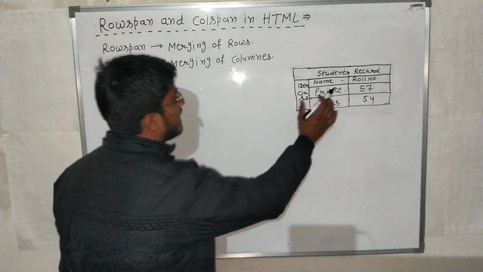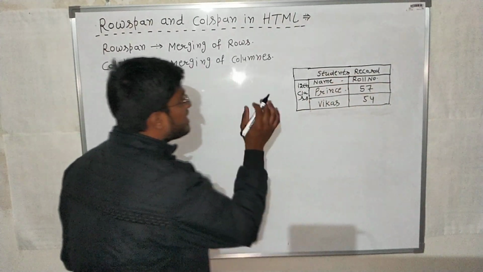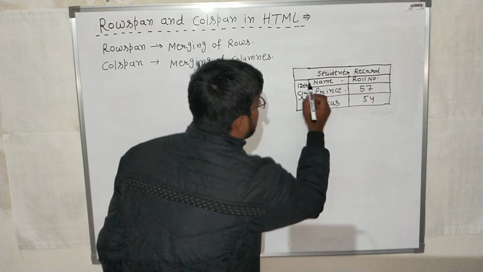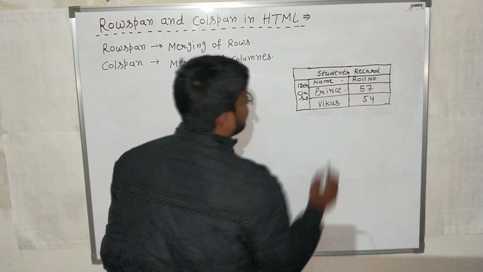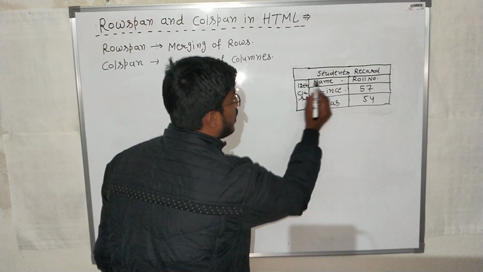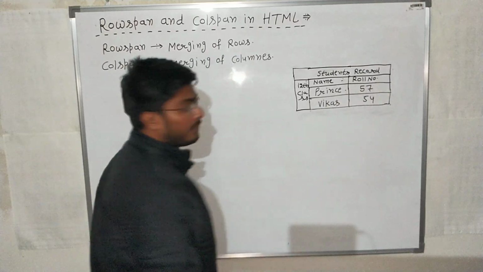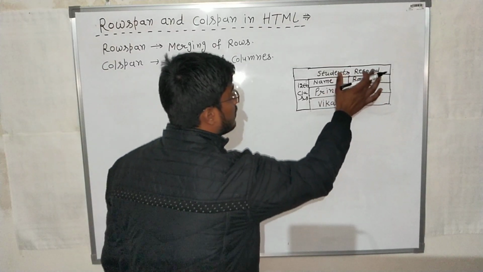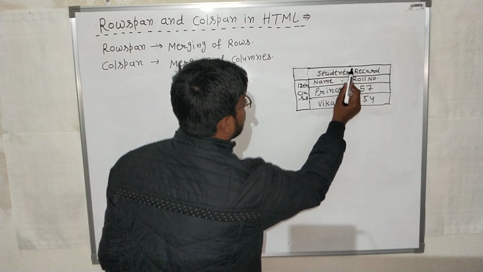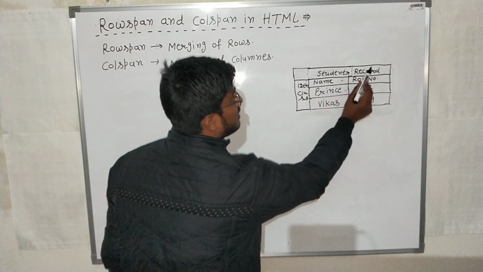Notice here, friends, that the student record is made up of this row. How many columns is this row made of? 1, 2, 3. It is made up of the merging of three columns: the first column, second column, and the third column. This is our first column, second column, third column.